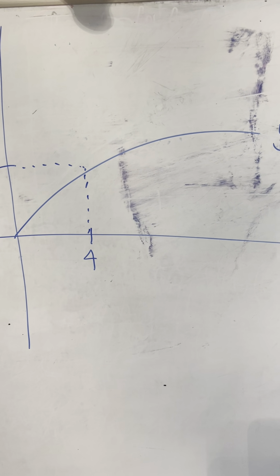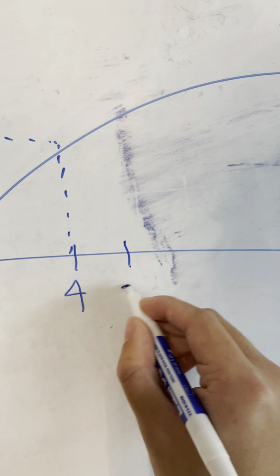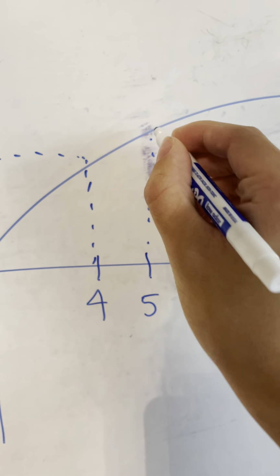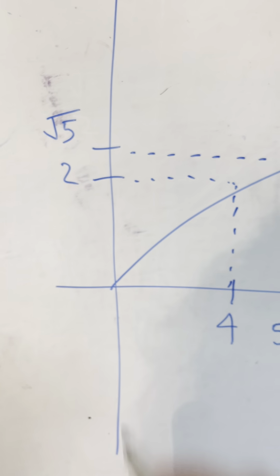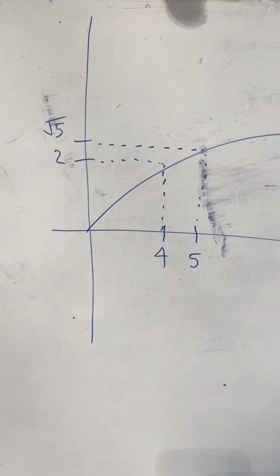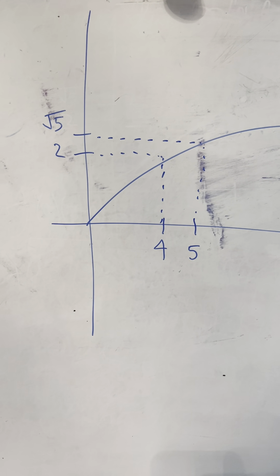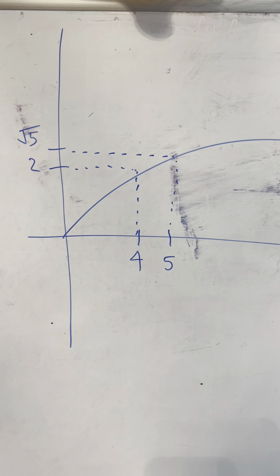But the problem is, what if I give you x equals 5? Now you're stuck if you don't have a calculator, because we can't do the square root of 5 by hand to a very accurate degree. What do we do now?